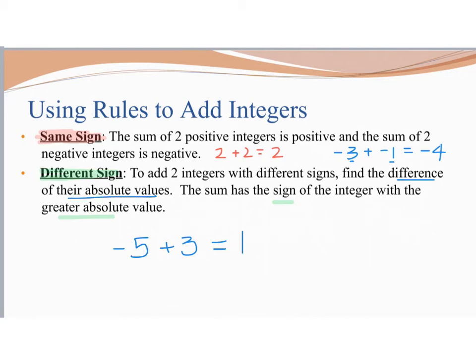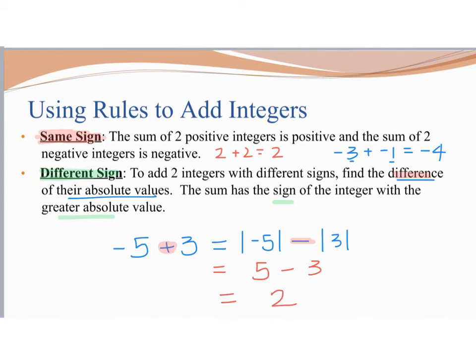So I'll take the absolute value of negative 5, and difference means subtract, so I'm going to subtract the absolute value of 3. Now remember, it says the difference, which is why I have this subtraction sign here. I know I'm adding here, but I need to find the difference of their absolute values. So when I subtract, the absolute value of negative 5 is a positive 5, minus 3, and my answer for this is going to be 2.